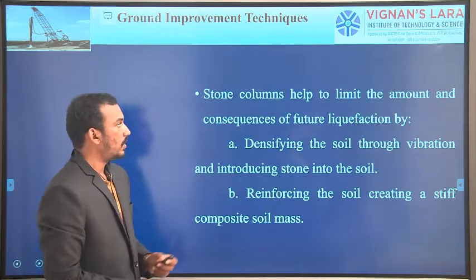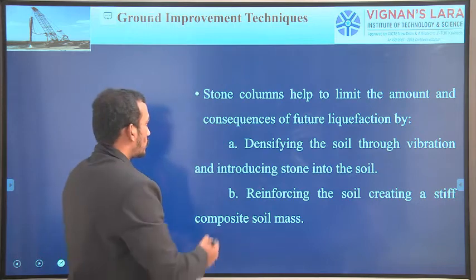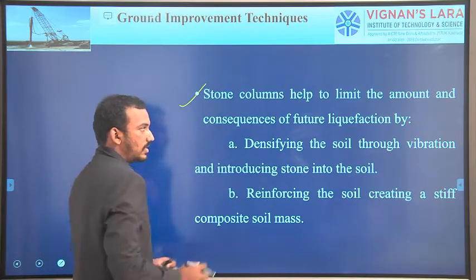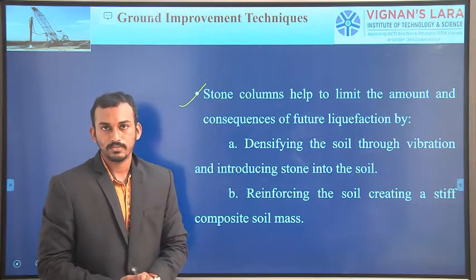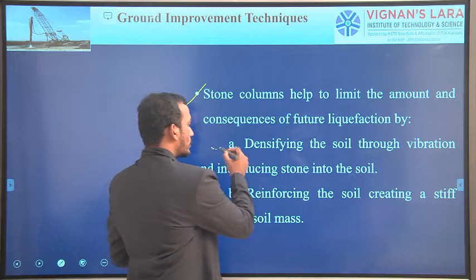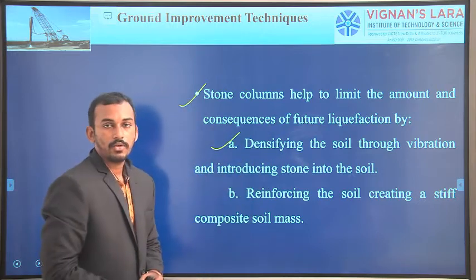Okay, so coming to the next one, stone columns help. Stone columns will reduce the chances for liquefaction. Okay, so let's see how it is going to reduce the effect of liquefaction.